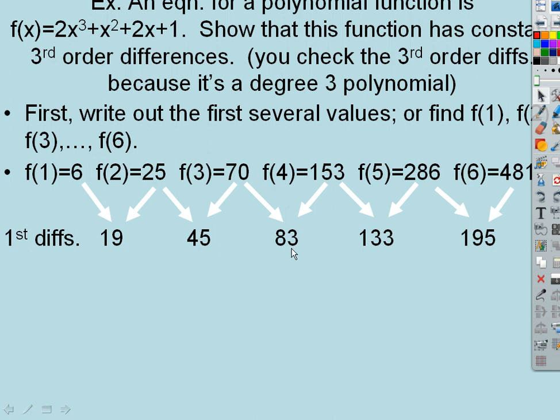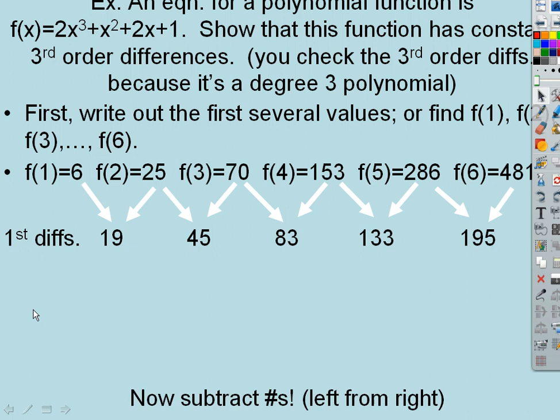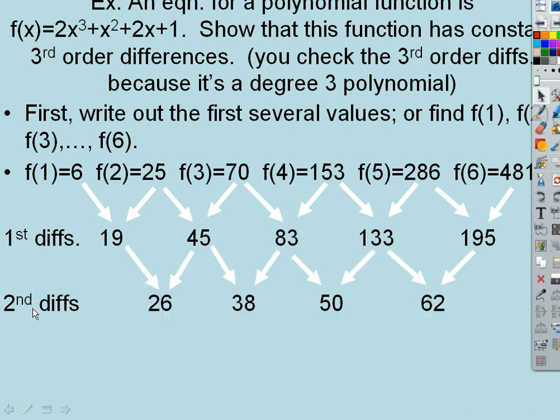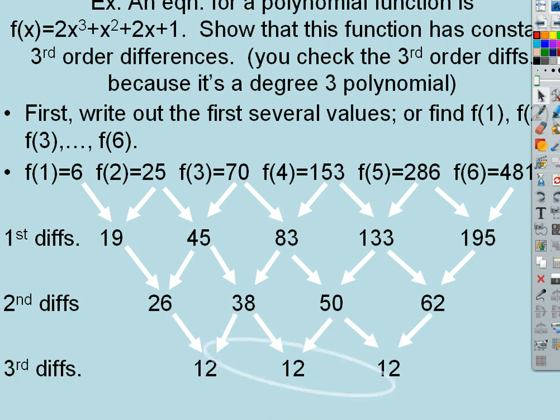Now, those are the first order differences. Obviously, those are different. They're not constant. Let's find the second order differences. Okay, same process again. 45 minus 19 is 26. 83 minus 45 is 38. 133 minus 83 is 50, etc. Right? Third order differences. Now this time, look what happens. They're all the same. Okay?